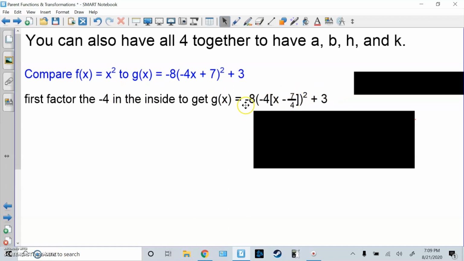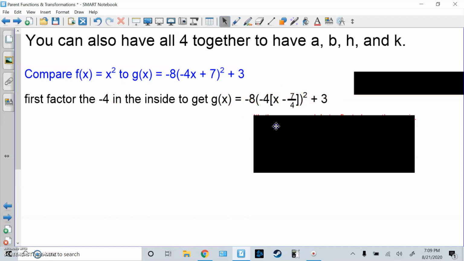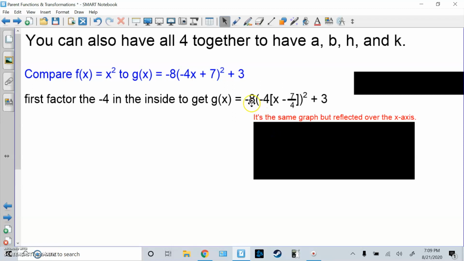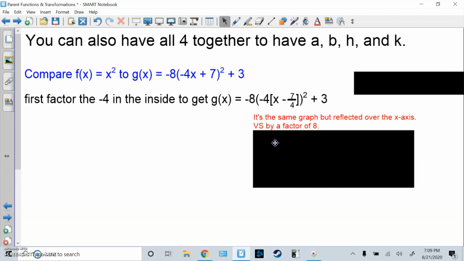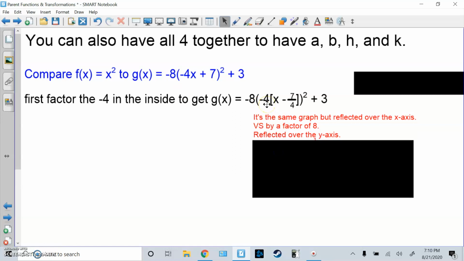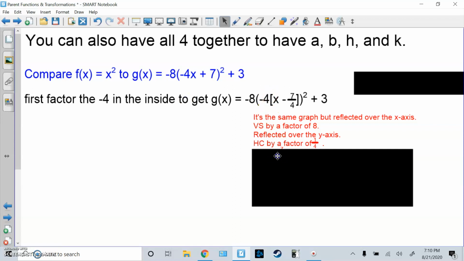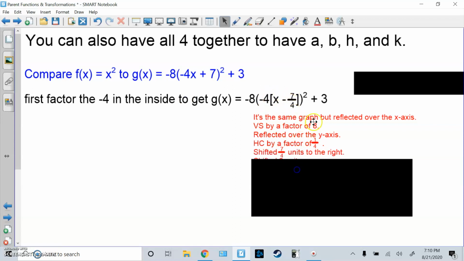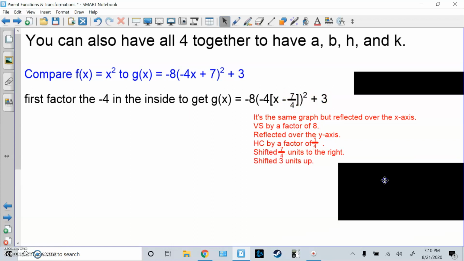Now we go in order. The negative in front for A means flip or reflect over the x-axis. Then 8, that's more than 1, vertical stretch. Again, that's A, it's normal, don't change anything. Then we go inside to B. Negative means reflection over the y-axis. And then positive 4 usually is stretch, but I'm thinking opposite because I'm inside. So it's going to be horizontal compression by, I flip this to make it 1/4. Then inside, the H is actually plus 7/4, because it's the opposite of the negative. And then outside K plus 3 means up 3.